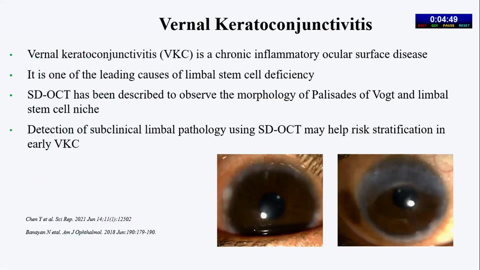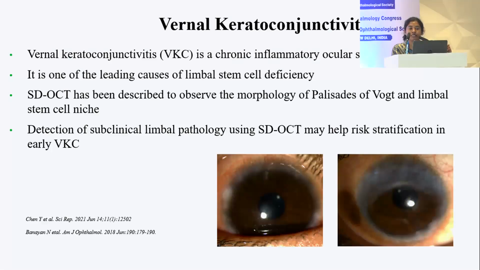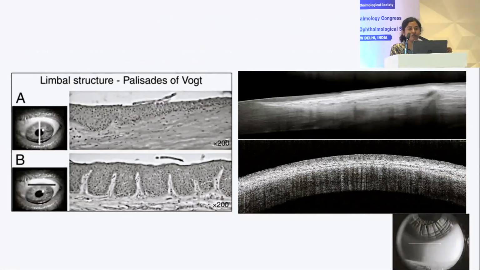So vernal keratoconjunctivitis is a chronic inflammatory disorder of the ocular surface, and it's one of the leading causes of limbal stem cell deficiency. And we know that SDOCT has been described to observe the morphology of palisades of Vogt and the limbal stem cell niche, as well as the limbal stem cell niche microstructure, and detection of subclinical limbal pathology using SDOCT may actually help us do a risk stratification in early VKC patients, and that is the hypothesis of this study.